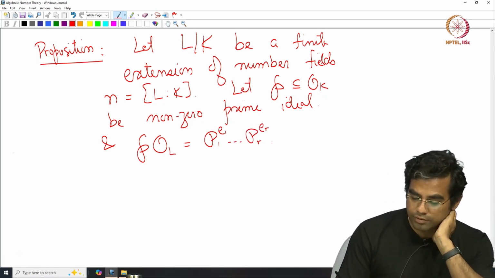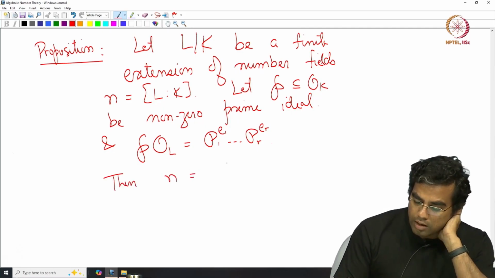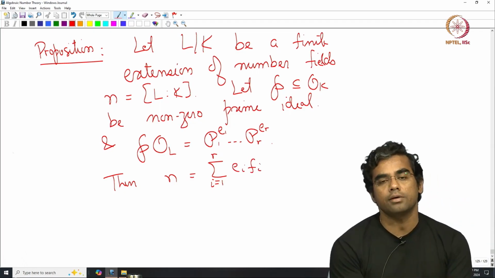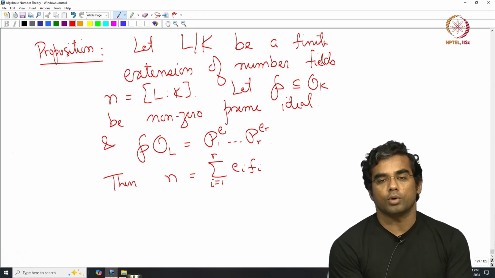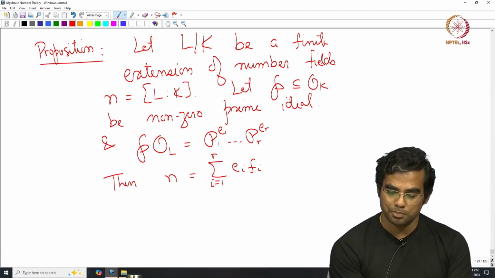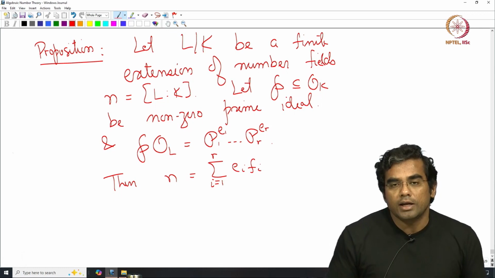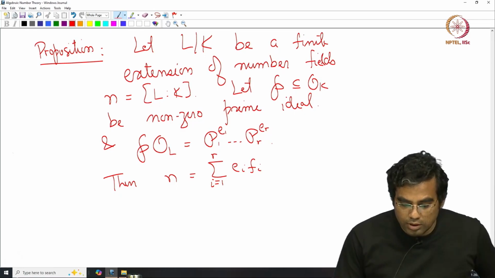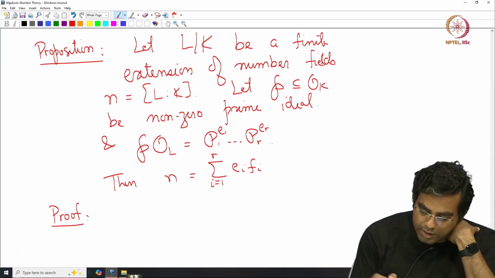Okay, so this is just a piece of notation. Then n, which is the degree of L over K, is related to all these indices as follows. You take Ei and Fi, take the product of Ei and Fi and take their sum, and this is what will give you n. All right, so we want to prove this. Let us first prove this in the case when K is equal to Q, just for simplicity. It does not really matter, it helps you understand what the proof is.